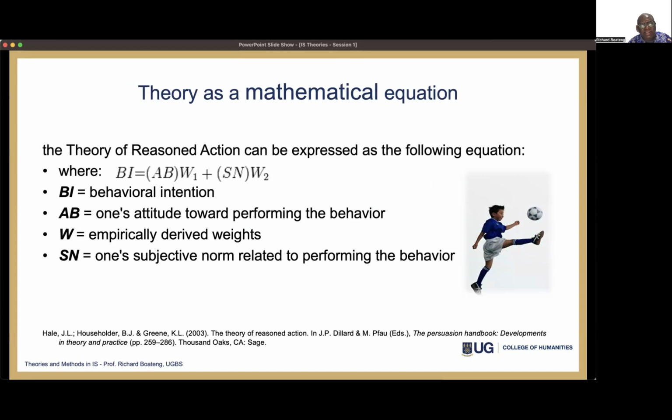The theory of reasoned action says that a person's intention to perform a behavior is a function of the person's attitude toward the behavior and some empirically derived weights related to the subjective norm about performing the behavior. So those weights can influence both the attitude and the subjective norm. This one doesn't have any perceived behavioral control, just these two, and then you can use it to explain why people act in a particular way.